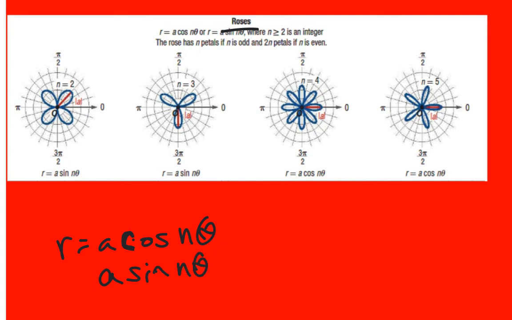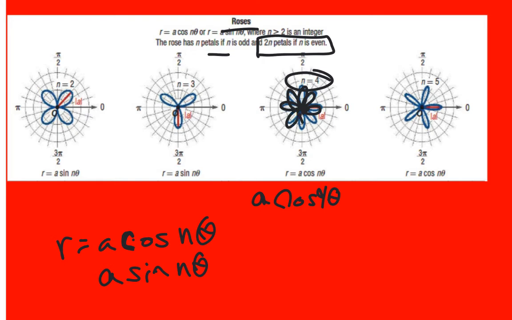Now, if n is even, you're going to have twice the number of petals. So right here, this would be cosine of 4 theta, and so you have 8 petals: 1, 2, 3, 4, 5, 6, 7, 8. And of course it's cosine, so it's symmetrical with respect to the polar axis. And then if n is odd, you actually just have n petals. So this is a sine of 3 theta that's graphed, and so you have 3 petals. And notice it is symmetrical with respect to pi over 2 because it's sine.